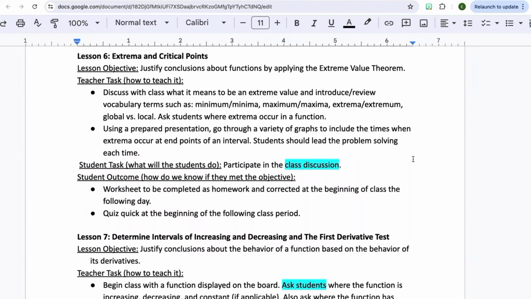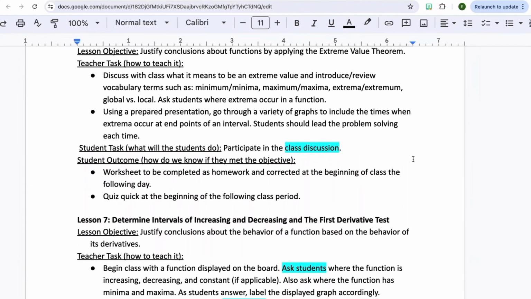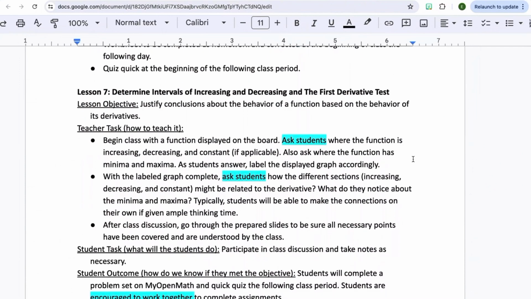Extrema and critical points. Again, you see here class discussion. Just asking them what they know about these certain vocabulary terms, introduce the new ones as they come up. Global versus local extrema is one that most of them have not heard about, but they do know what minimum and maximum are. And then we talk about how that relates to calculus and how we can use calculus to find them. Again, another discussion-based class.